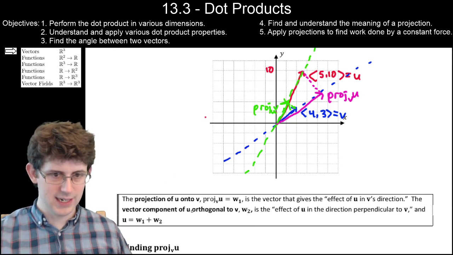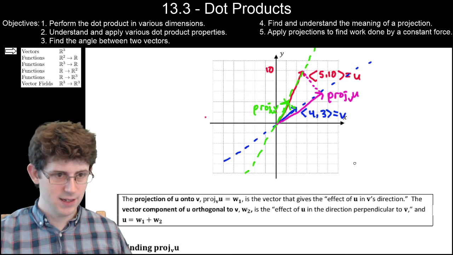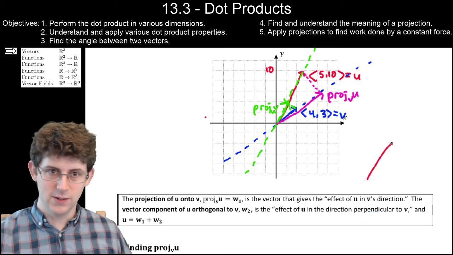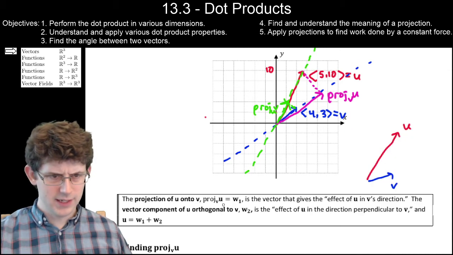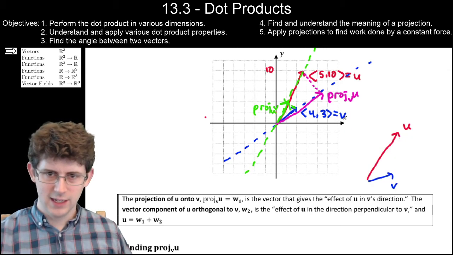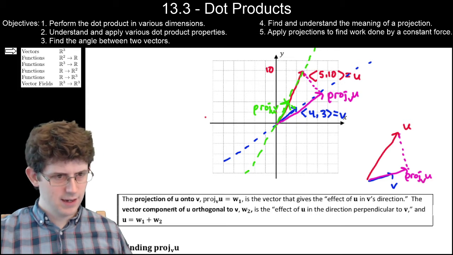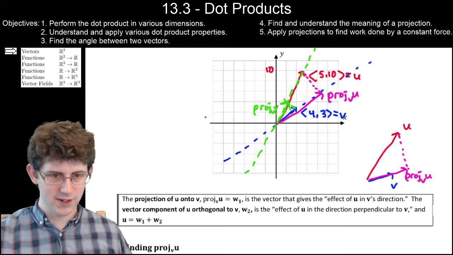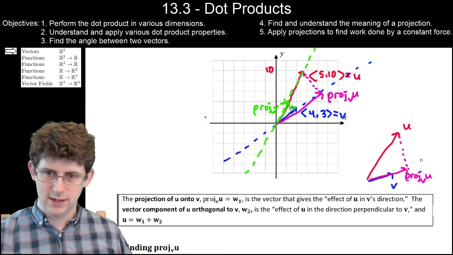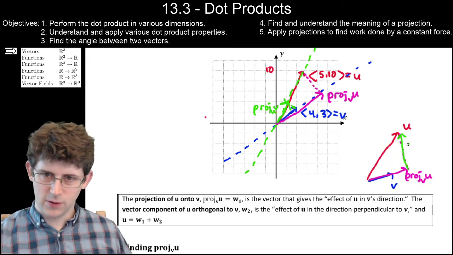Oh wait, that's not what's being said here. Oh my gosh. Okay, so here's the projection. Let me redraw this. Here's u. Here's v. It wants the projection of u onto v, so that's like this. Projection of u onto v. And then the vector component of u orthogonal to v. Okay, I'm out of colors. That's this one. This is orthogonal to v.